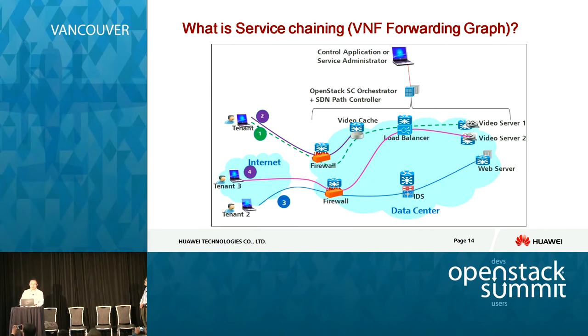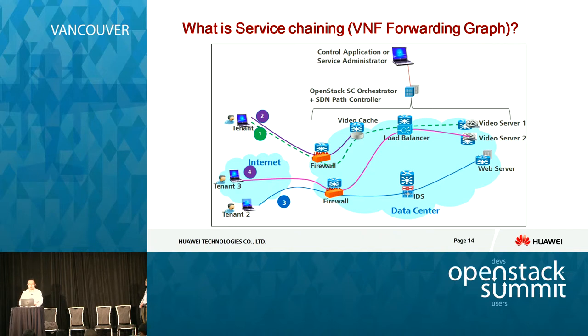Okay, next I would like to talk about service chaining. We have a project in OPNFV, which is also known as VNF forwarding graph. Typically in a service chain solution, there would be a control plane or service administrator. There would be an OpenStack service chain orchestrator and an SFC path controller.